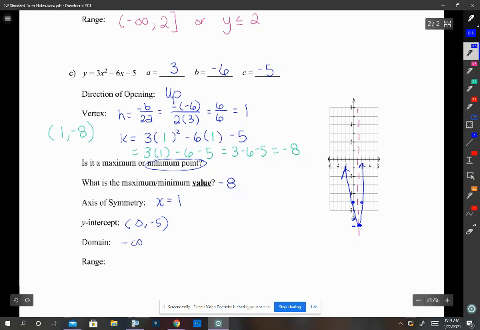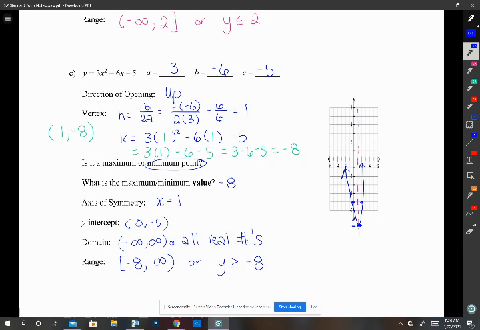Domain, remember, -infinity to infinity, or all real numbers. And then our range is from, in this case, our maximum or minimum value, which is -8. So we're going to go -8 to infinity because it goes up forever. Or we're going to say y is greater than or equal to -8. Depending on if we're doing interval notation or set notation. Again, Big Ideas does set notation. Most mathematicians do interval notation.